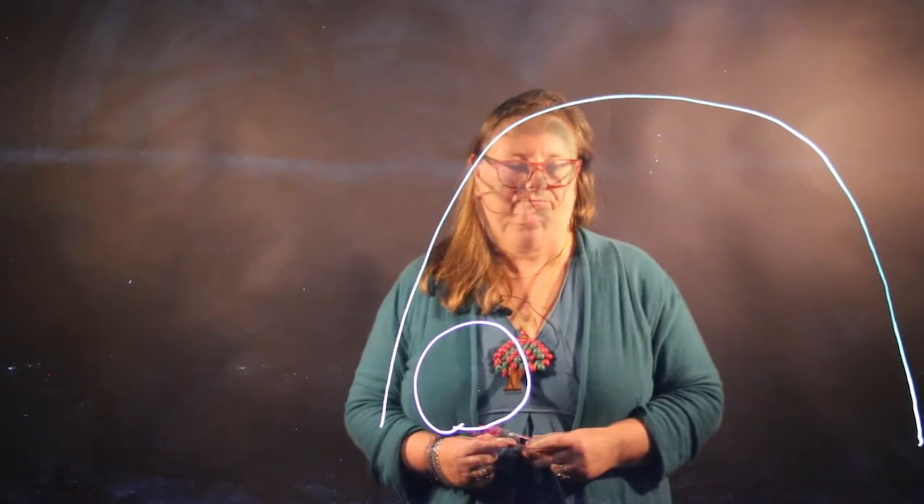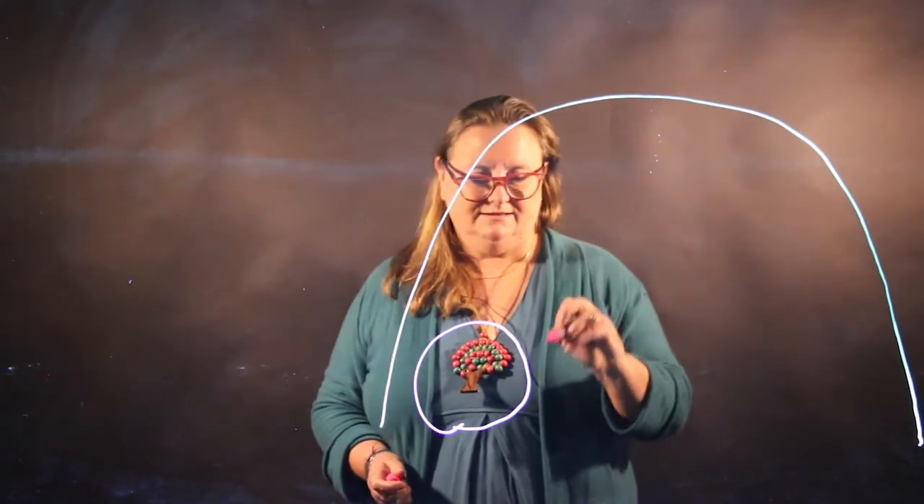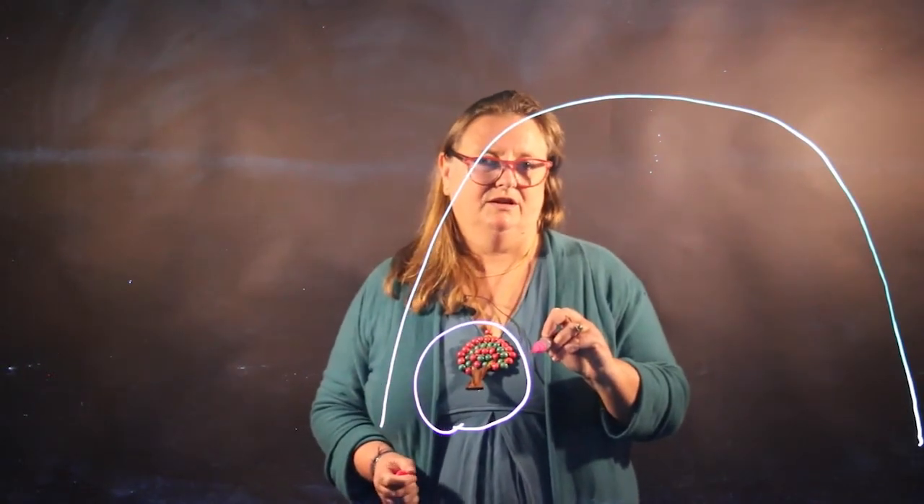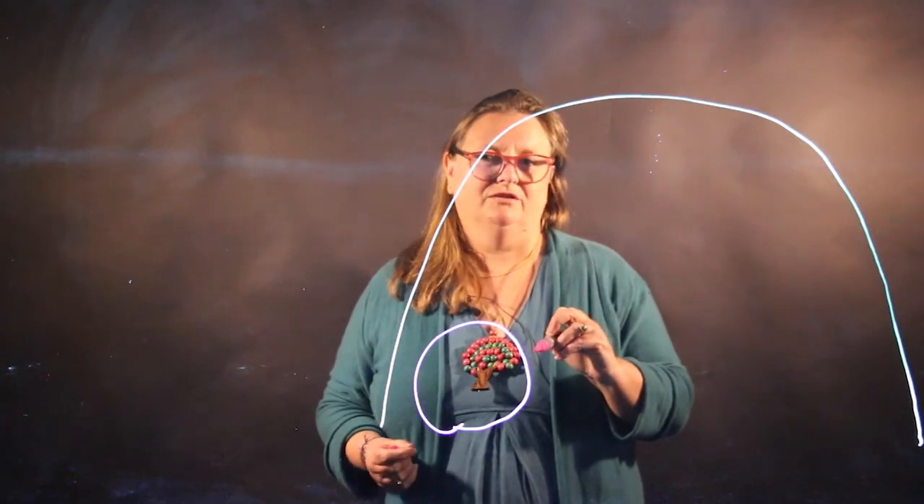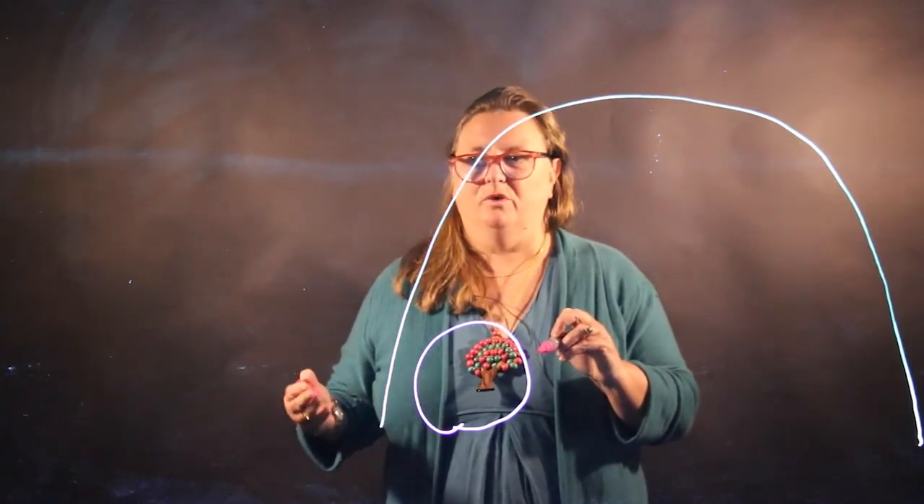Here we have the story arc. The first section of the story is the orientation. In this first section of the story, this is where we establish the who, what, why, when, where.